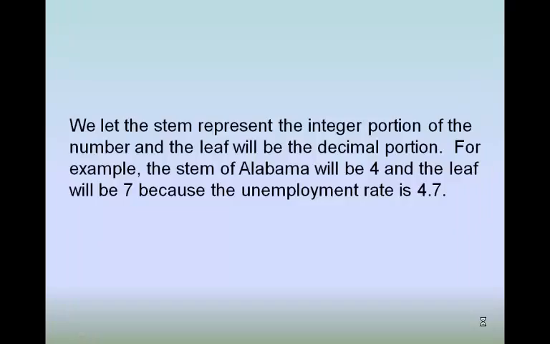We let the stem represent the integer portion of the number and the leaf will represent the decimal portion. For example, the stem of Alabama will be 4 and the leaf will be 7 because the unemployment rate is 4.7. Write the stems in a vertical column in increasing order.